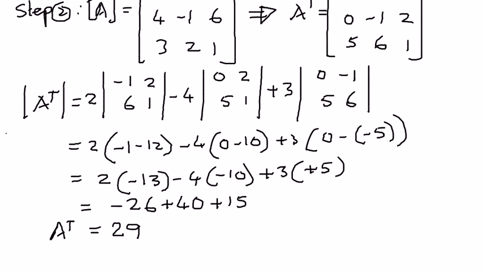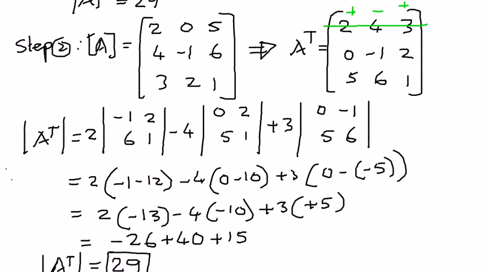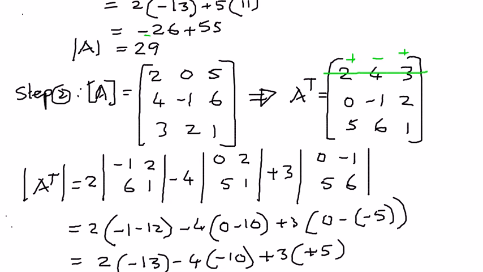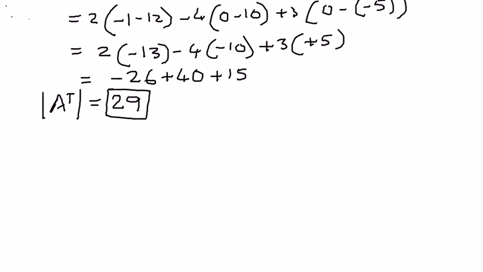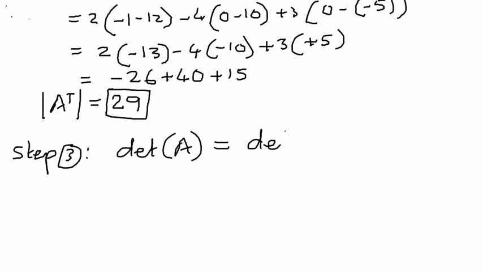Therefore, the determinant of the transpose matrix was also equal to 29. As you can see here, the determinant of A was 29, the transpose matrix was also 29, and therefore this property is true. So we can come back here and say in step number 3 that the determinant of the matrix A is the same as the determinant of A transpose. That is, we have proved this property, and this is pretty much saying that finding the determinant along the row or along the column is the same. This is exactly that property.